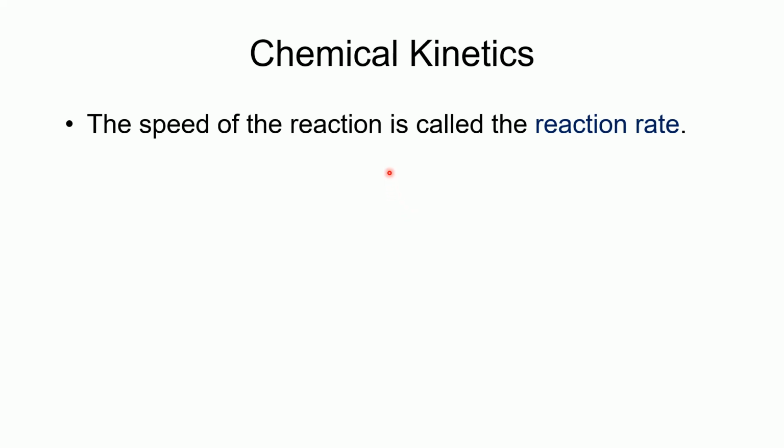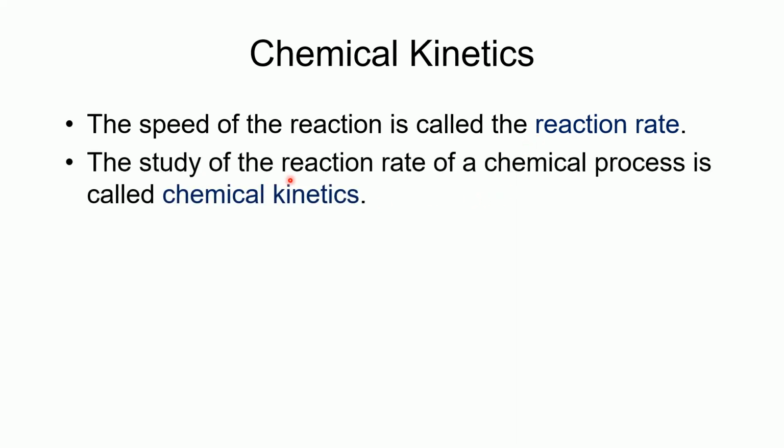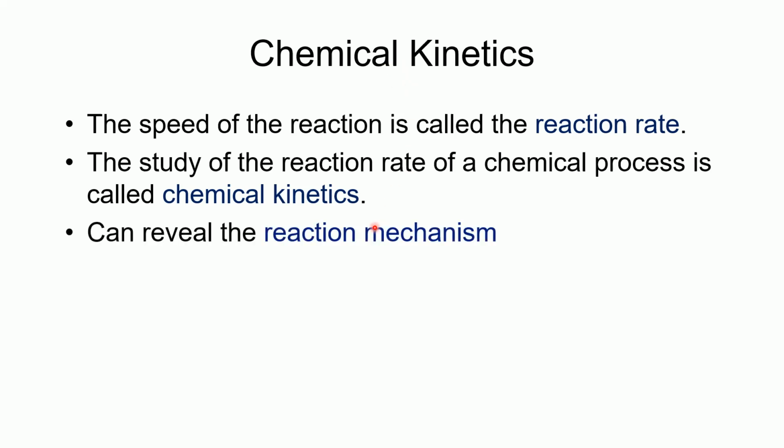So the speed of the reaction is called the reaction rate, and we're going to look at how we measure the speed of reaction, how we measure reaction rate, and we'll look at what kinds of factors will affect the reaction rate. And the study of this process is what's called chemical kinetics, and that's what we're interested in this chapter. Now, the big prize behind chemical kinetics is that it gives us information about the reaction mechanism. And so that is very, very valuable, and we spend a lot of effort trying to understand reaction mechanisms.